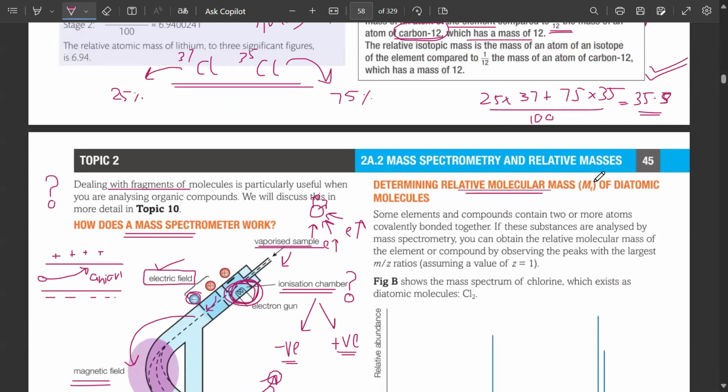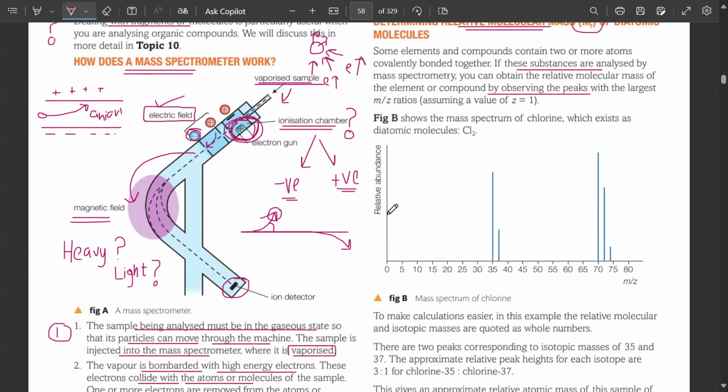Now, MR determine कर लेते हैं of these different diatomic molecules. So, some elements and compounds contain two or more atoms covalently bonded together. If these substances are analyzed by mass spectrometry, you can obtain the relative molecular mass of the molecule by observing the peaks. Now, mass spectrometry के बाद आपके पास peaks आती हैं. किस तरह की peaks आएंगी? Now, look at the mass spectrum of chlorine. What can you see over here? Can you tell me?